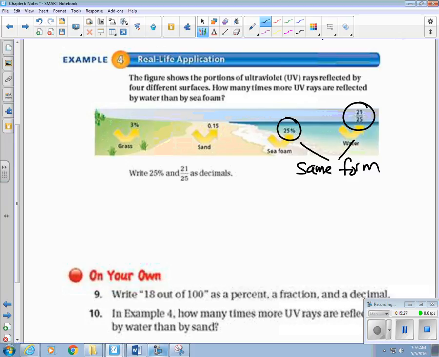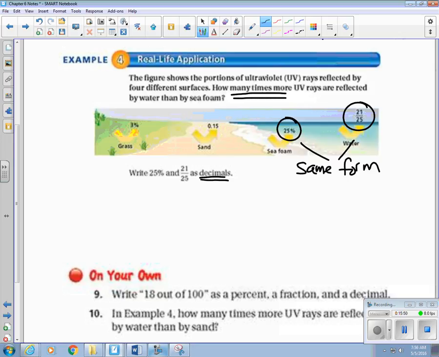So the easiest way to compare fractions, percents, and decimals, in my opinion, is change everything to decimals. All right. If you change everything to decimals, then it's easy to see which one is larger and which one is smaller. Now we're going to go a little bit more than that because it wants to know how many times more. So what factor more is one versus another. So we'll figure that out in a second.